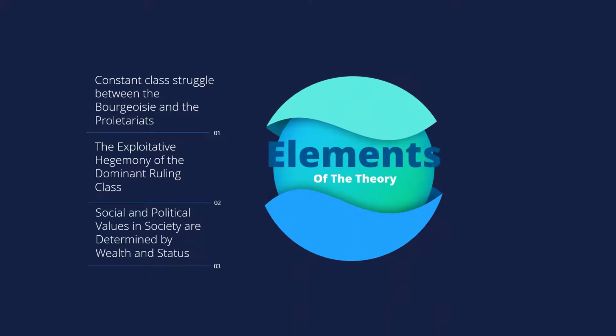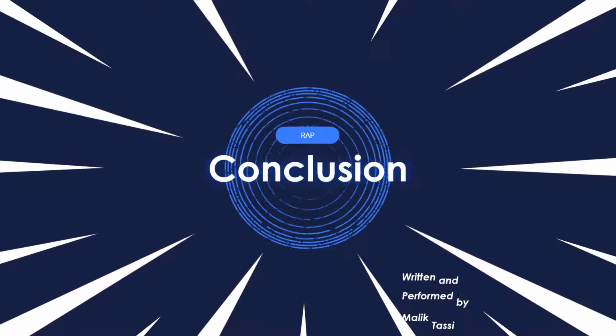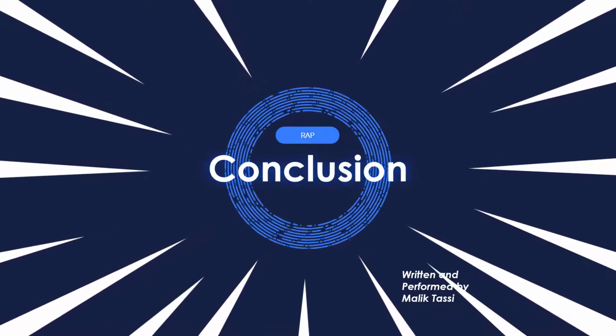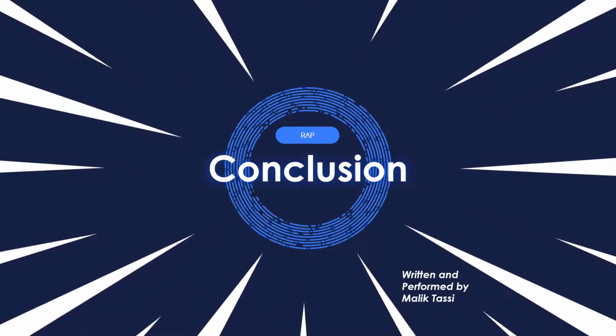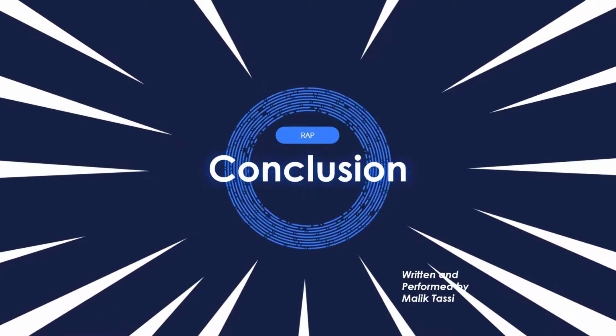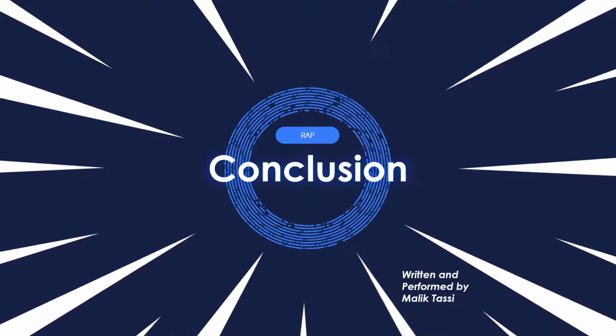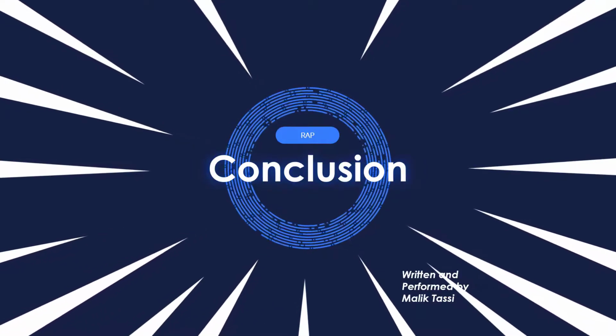Well, we have made it to the end of the analysis. We have applied the Marxist literary theory to two great classic works of literature, Hamlet by William Shakespeare and The Great Gatsby by F. Scott Fitzgerald, using these three elements. To close things off, I have written a short rap as my conclusion to drive home the main points. Enjoy, and thank you for listening.